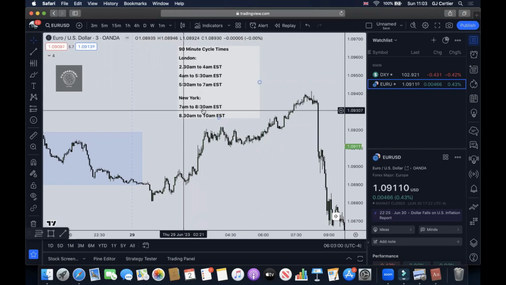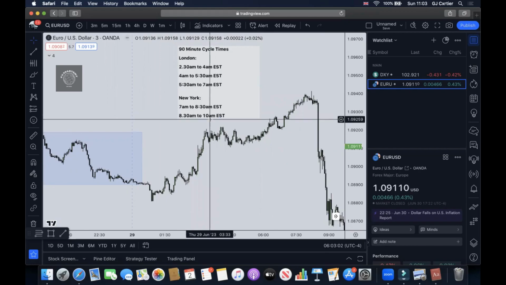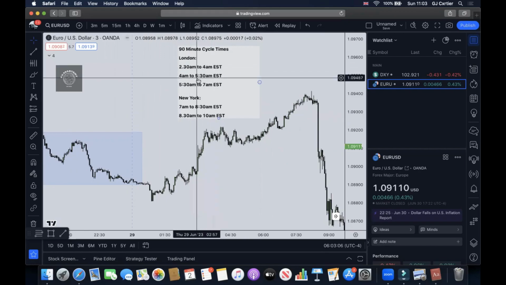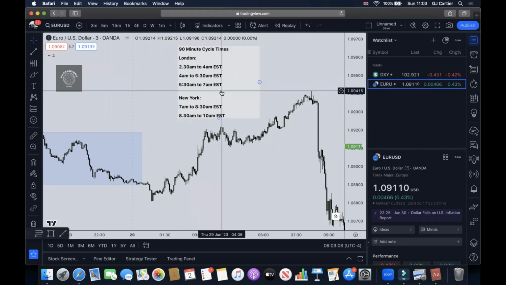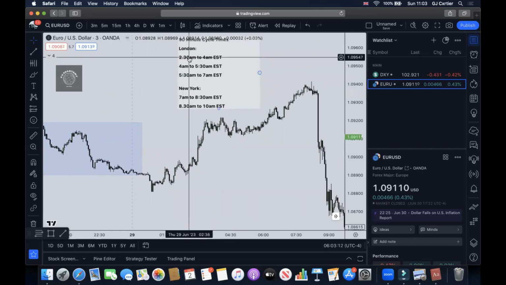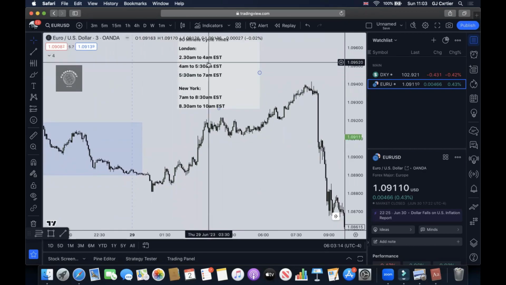So New York, we have 7 a.m. to 8:30 a.m., 8:30 a.m. to 10 Eastern, and then London, we have 2:30 till 4 a.m., 4 a.m. to 5:30, and 5:30 to 7 a.m. So in this example, we're going to start from the beginning. We're going to go from the 2:30 a.m. to 4 a.m. Eastern. And I'm just going to show you some examples.